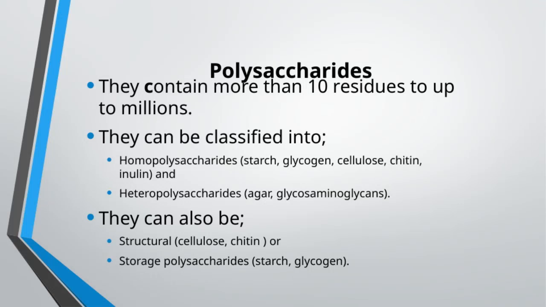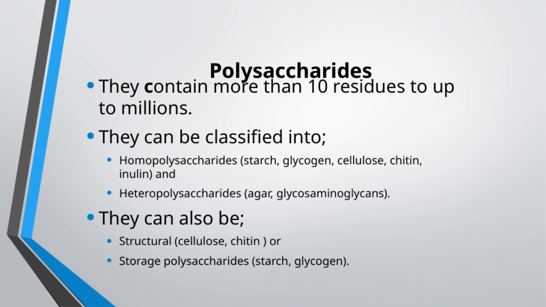Polysaccharides are quite fascinating because they contain more than just a few residues, ranging from just over 10 up to millions. This huge variation in size makes them incredibly versatile. Now, when we classify these molecules, we generally divide them into two main groups, homopolysaccharides and heteropolysaccharides. Homopolysaccharides include well-known examples like starch, glycogen, cellulose, chitin, and inulin. These are made up of a single type of sugar monomer. On the other hand, heteropolysaccharides, such as agar and glycosaminoglycans, consist of different types of sugar units, giving them more complex structures.